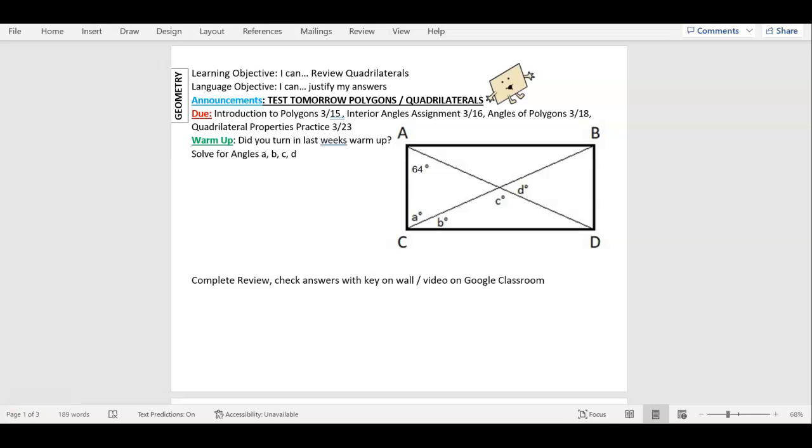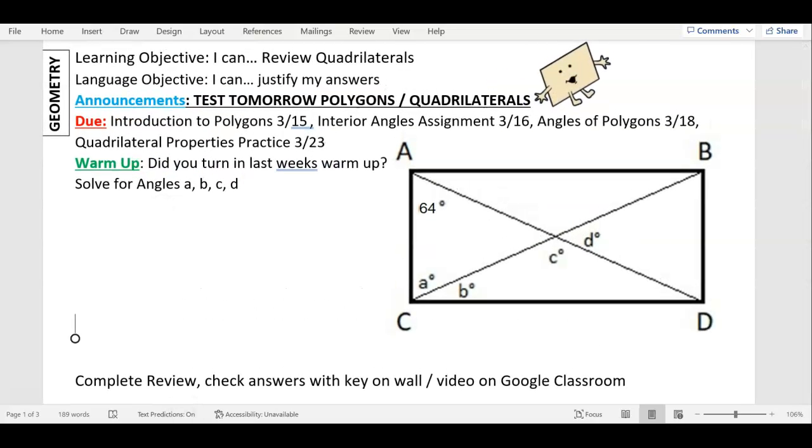Okay, so we talked about this last week, but we are having a test tomorrow on polygons and quadrilaterals. Okay, so if we're testing tomorrow, that means today we're going to work on the review, right? As usual, the review answers and the video are posted on the Google Classroom, and I posted the answers on the wall here too.